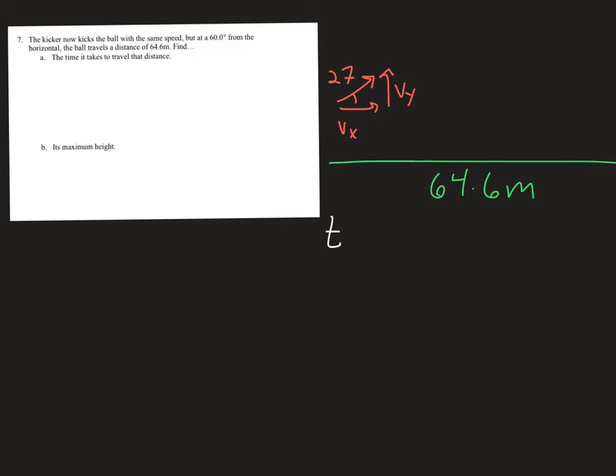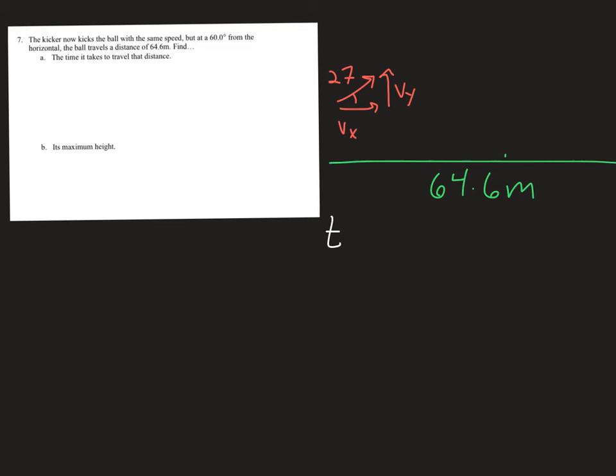All right, here we are again. When in doubt, draw it out. It's going to again have that same 27, and so we'll need to find the velocity in the x, velocity in the y, but this angle now is going to be 60. We know what our range is, and that it is 64.6 meters. What we're asked to find now is the time and its new maximum height.